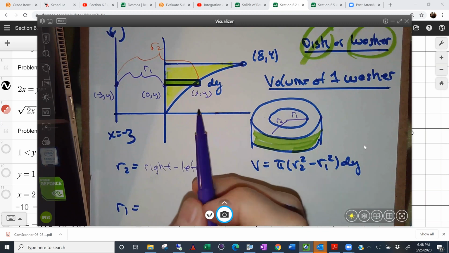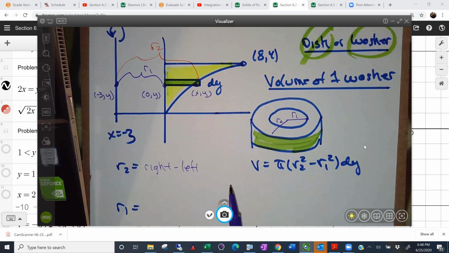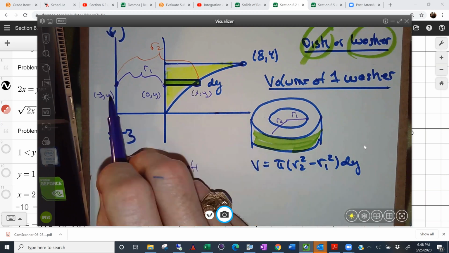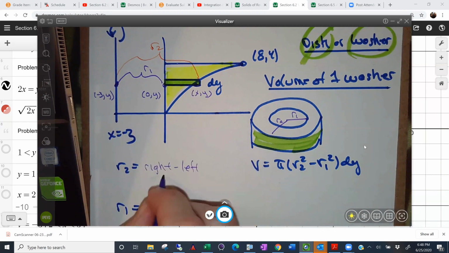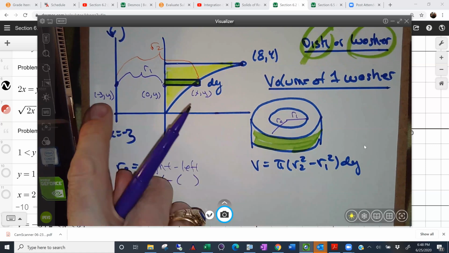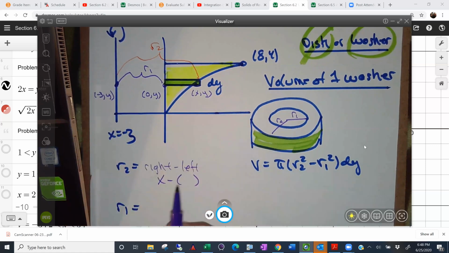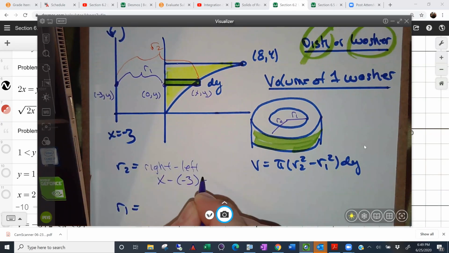R2 is going to be right minus left. Now, we took a lot of time setting this up, drawing a careful diagram, and it's going to pay off. Right minus left is going to be pretty easy. It's going to be x minus what? Well, I need to deal with the difference in the x coordinates. x minus -3. Plus 3. Good, so it becomes x plus 3.